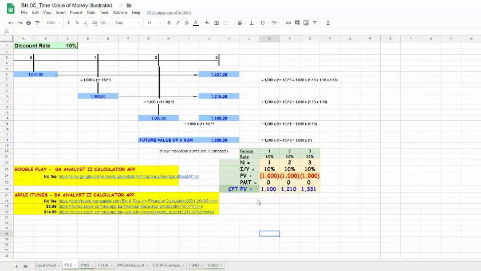Now that you have your calculators, let's take a look at how you would calculate each of these three items. So the calculator will have 5 keys on the screen. N represents the number of periods. I/Y represents the interest rate per year or per period. PV is present value. PMT is payment, that's the annuity. And FV is the future value. CPT is the button that you would push to compute a particular value.